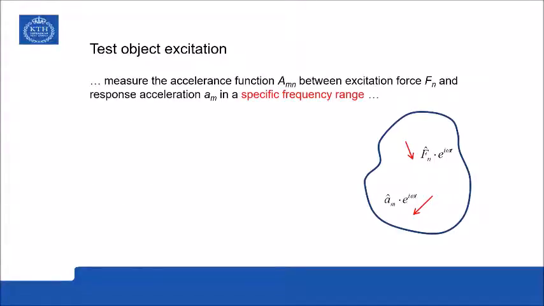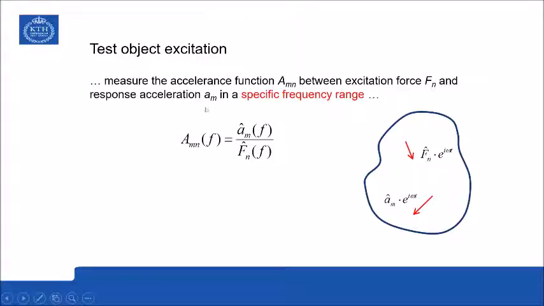So let's start now with the very, very important subject of excitation. How to excite the test object. As we know from a previous presentation, we have to measure the accelerance function, frequency response function, between an excitation and an acceleration. And we need to do this in a specific frequency range.